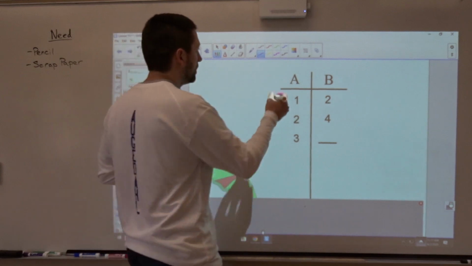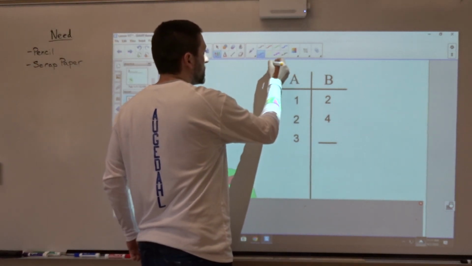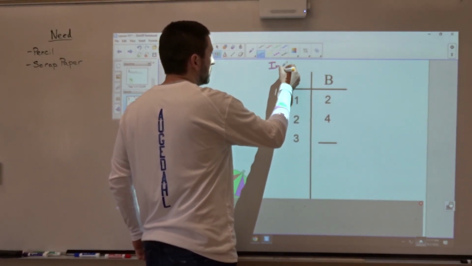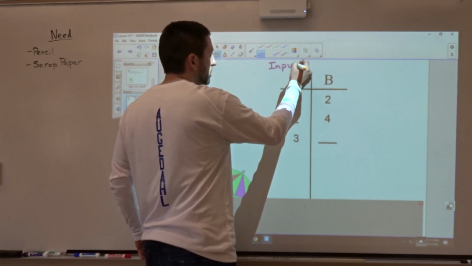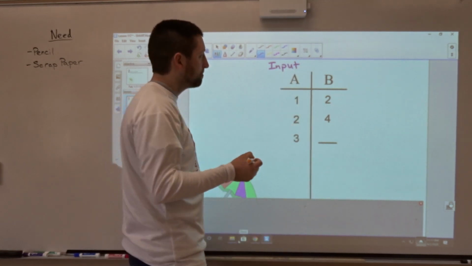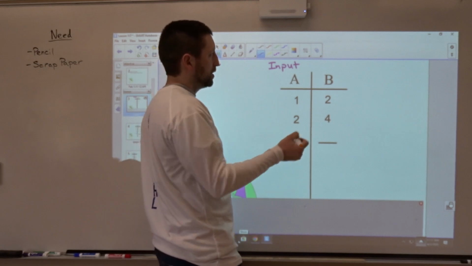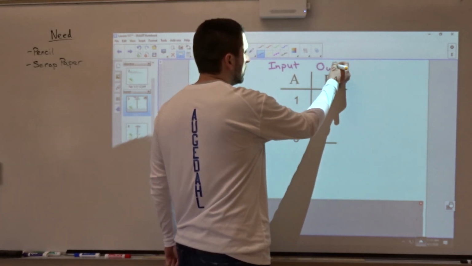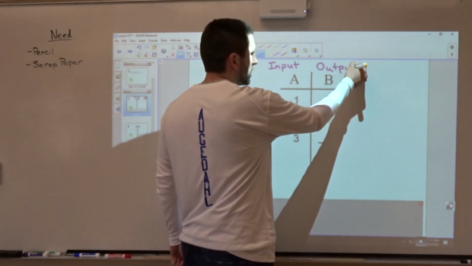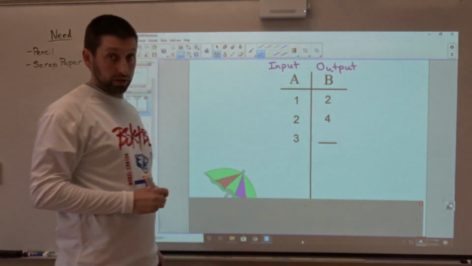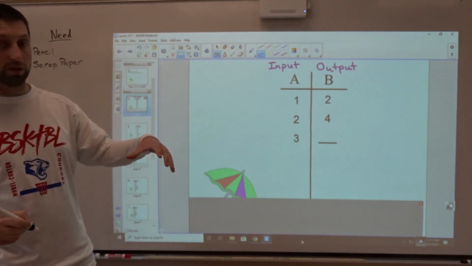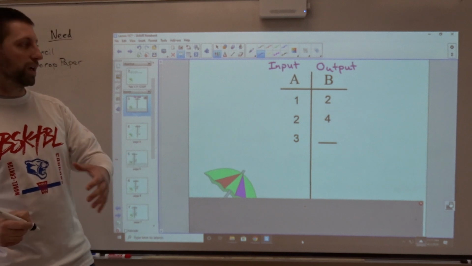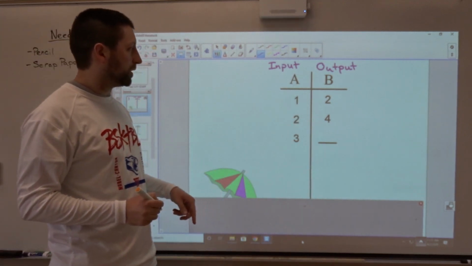So I'll call this left side the input, the numbers I'm putting into the rule here, into the function rule, and then the output would be the numbers I get after I put the number into the function rule. What do I get out of it? That is called the output.